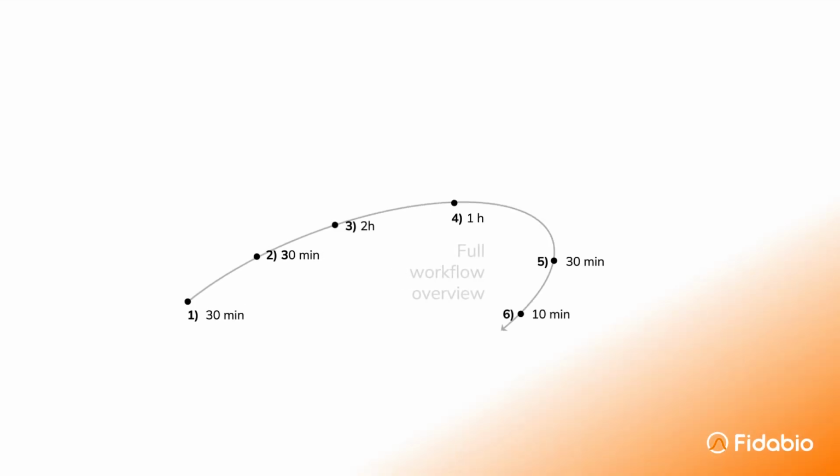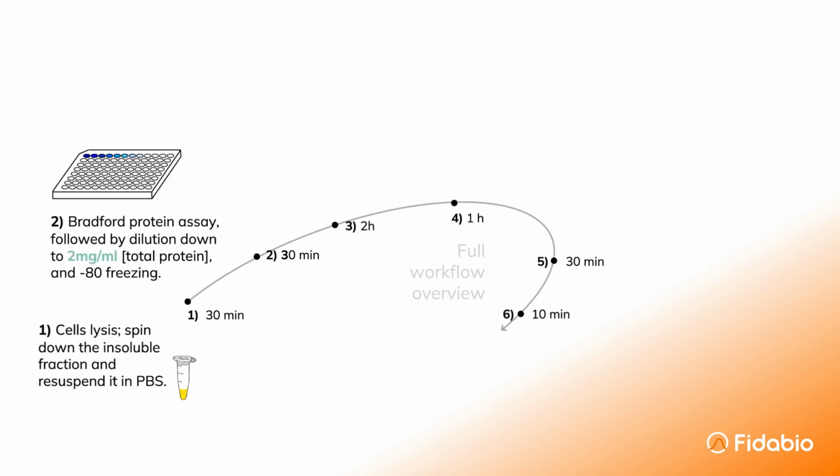Here is shown a full workflow overview of the whole process, starting from the cell lysis, solubilization, and actual FIDA experiments. To prepare your GFP-fused membrane protein, you have to 1. Lyse the cells, spin down the insoluble fraction, and resuspend it in PBS. 2. Perform a Bradford protein assay to estimate the total protein concentration, then dilute it to 2 milligrams per milliliter, aliquot it, and freeze it at -80.